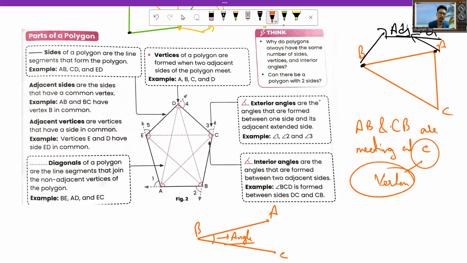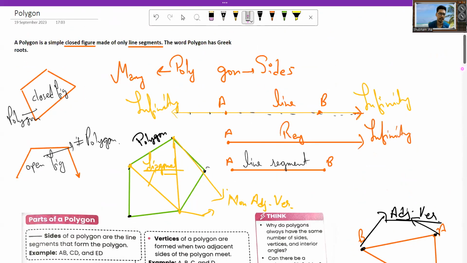Okay. Now in the case of a polygon, there are two types of angle. The first is the interior angle, the second is the exterior angle. Interior angles are the angles that are formed between two adjacent sides. So if I were to draw a polygon of five sides, that is a pentagon, these two sides will produce an angle. This is my interior angle.